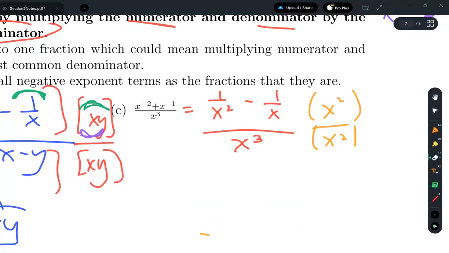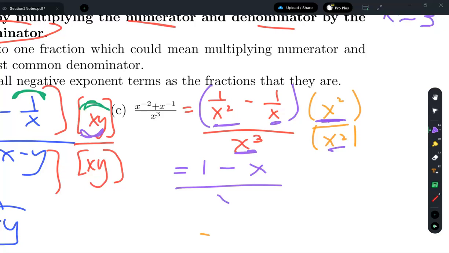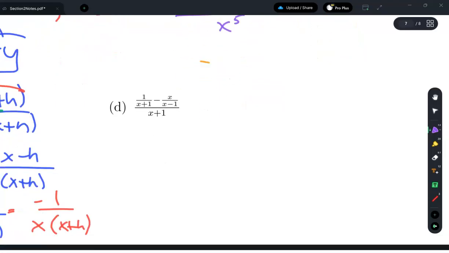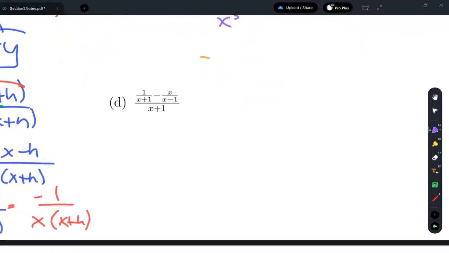Okay, so then distributing, I'm going to take x squared times 1 over x squared. Oh my goodness, that's just 1. And then x squared times 1 over x, that's a minus an x. And then I'm going to multiply these, and you add the exponents. So that's it, x to the 5th. All right, let's just finish this last one here.